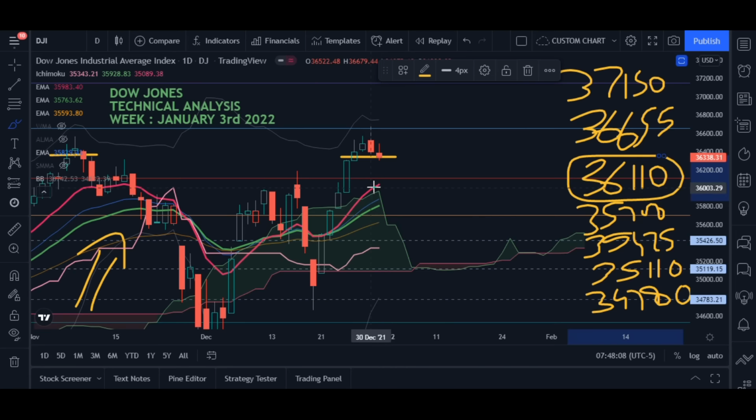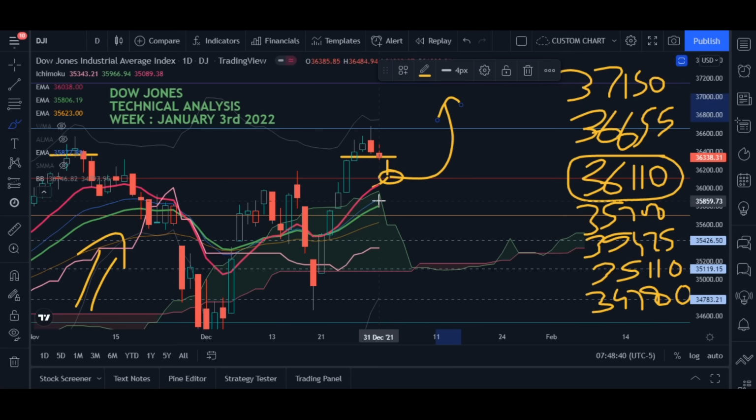So now expect this moving average to move up and to hit 36,110. Then expect the market to come and hit 36,110. The market is going to meet the moving average on 36,110. Once it comes down here, it will find very heavy support, and from here it will move up. This is the most likely case that is expected to happen in the market.